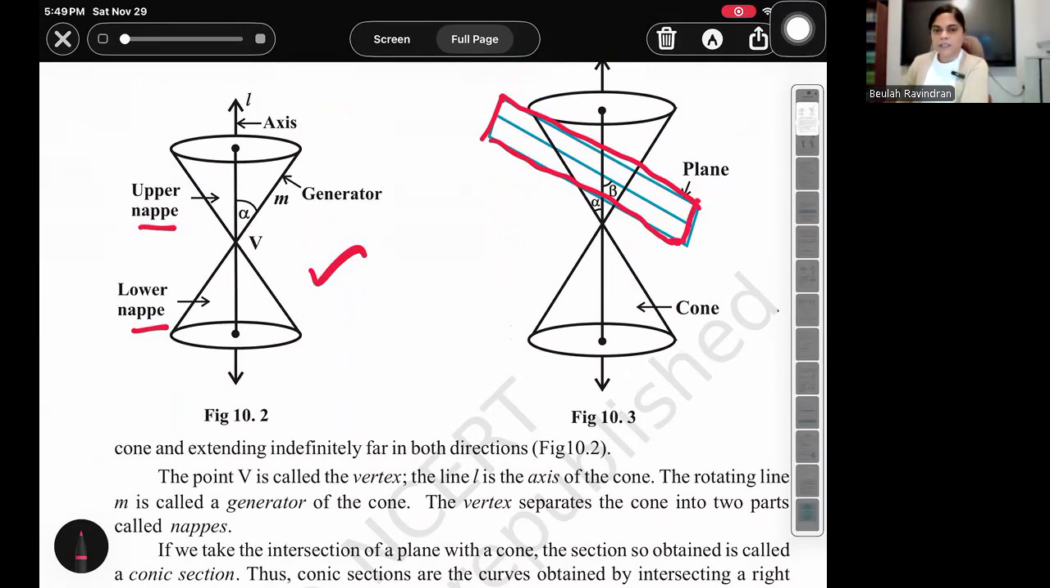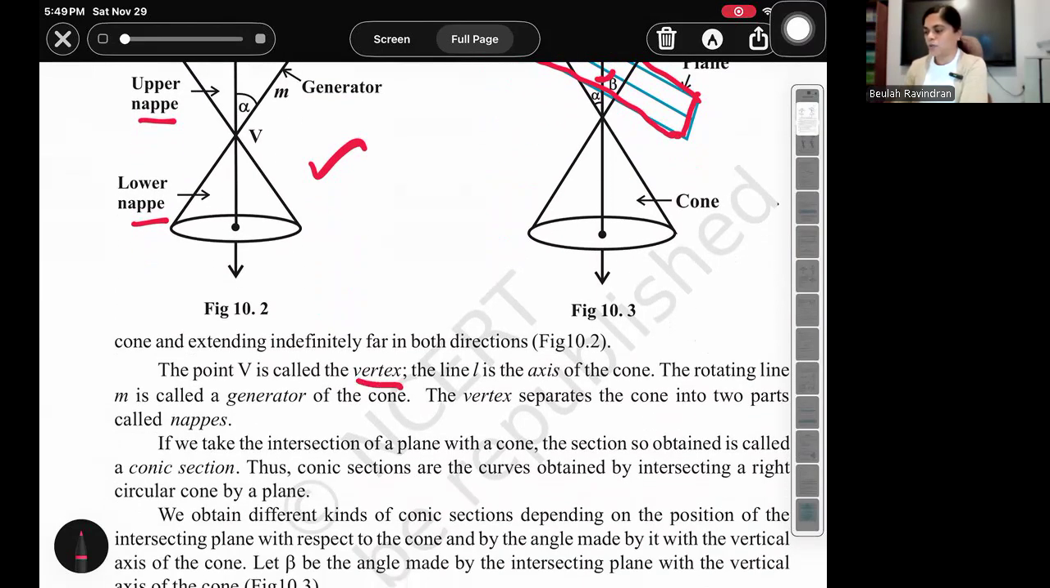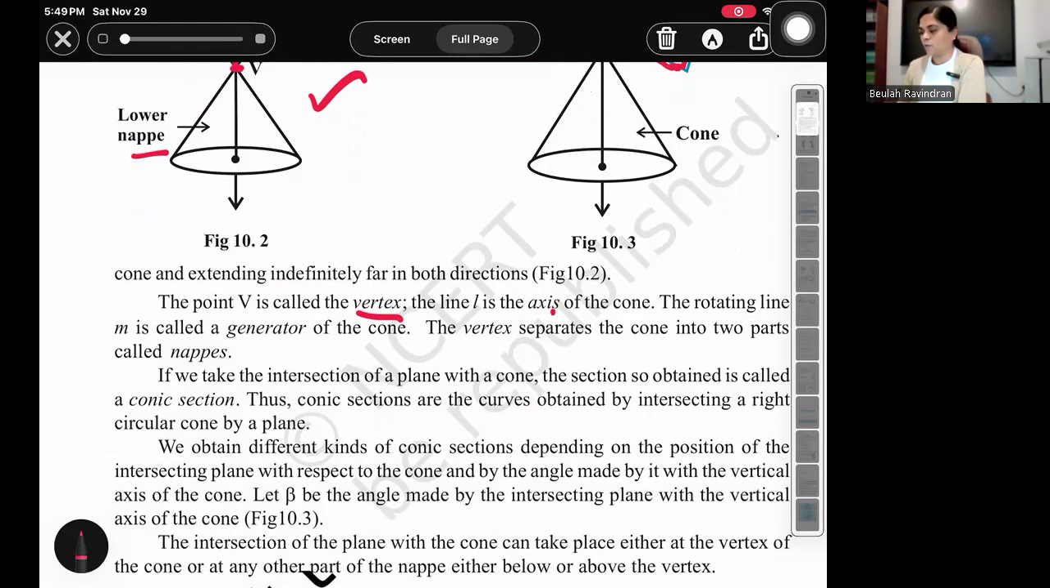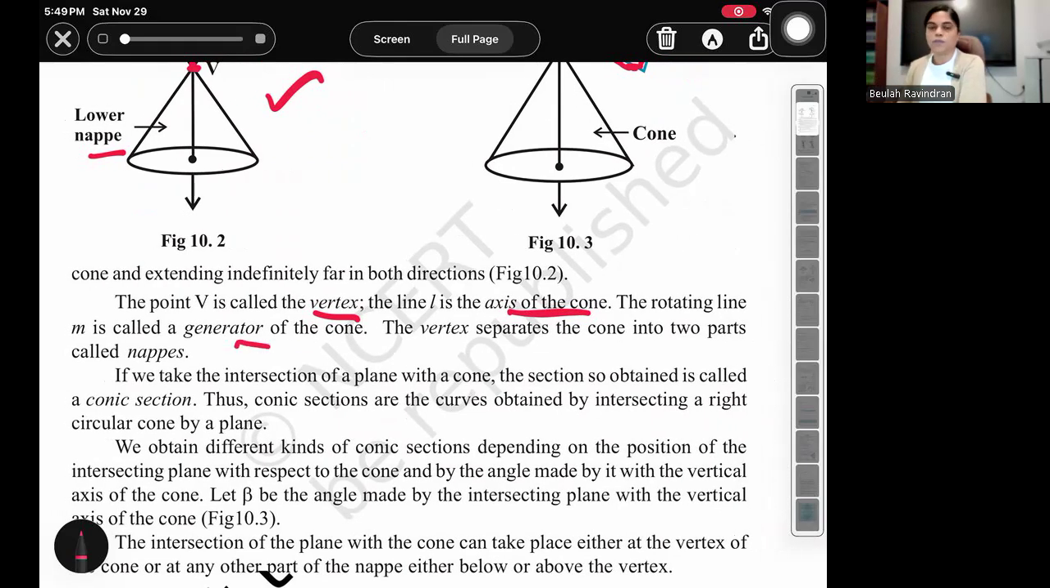Okay, so the plane cuts this particular upper nappe by this angle beta. Then the point V is called the vertex, so it is the vertex of a cone. The line L is the axis of the cone. The fixed line L is the axis of the cone. The rotating line M is the generator of the cone. Got it? So the generator, the fixed line is the axis, the fixed point is the vertex. The vertex separates the cone into two parts.